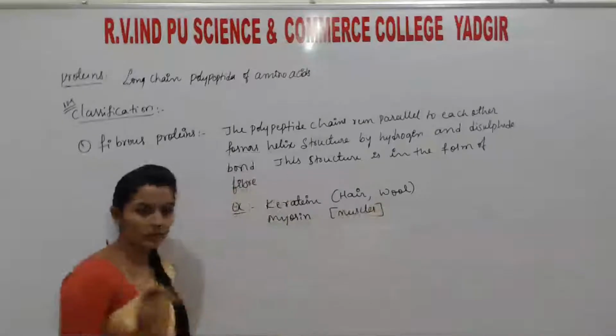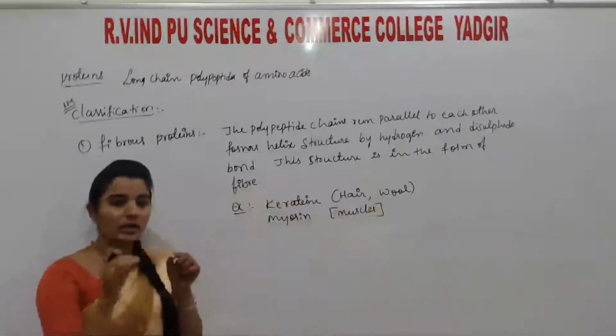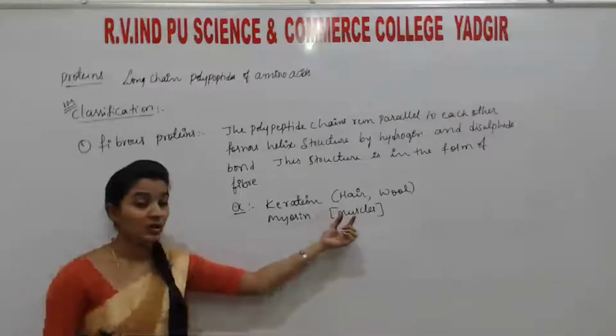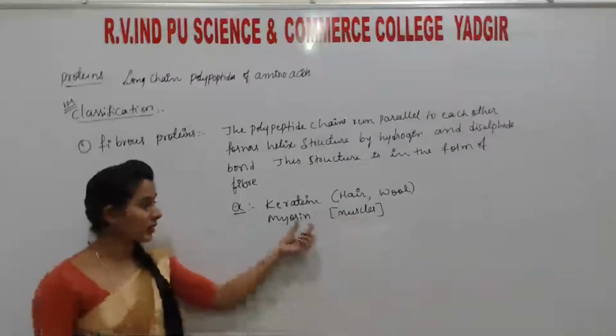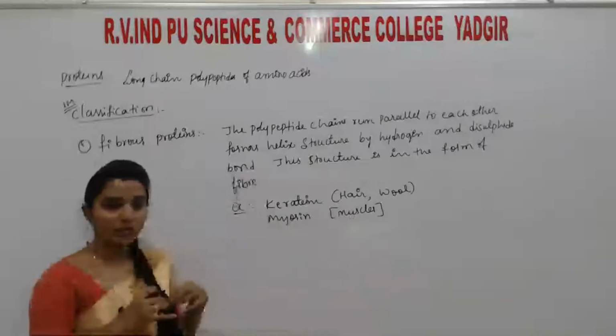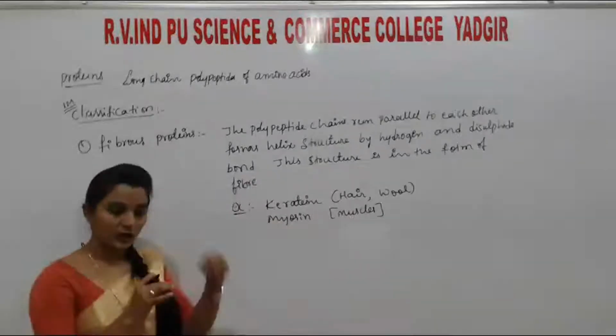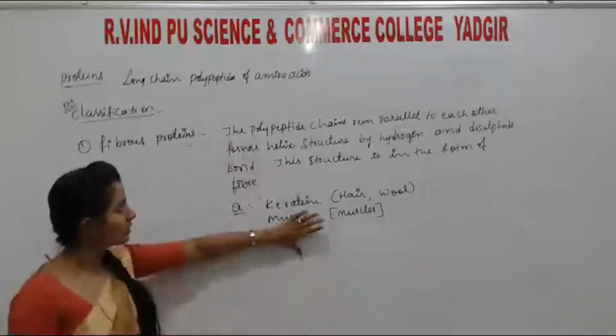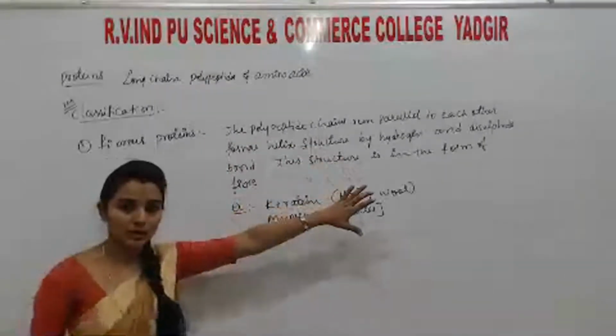So students, I hope you have seen meat. In meat, there is a layer when it is boiled. So that is myosin. What is in muscles? Those are fibers. Here they are like fibers. So this is the first type, fiber-like proteins.